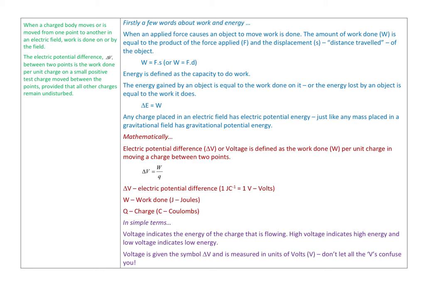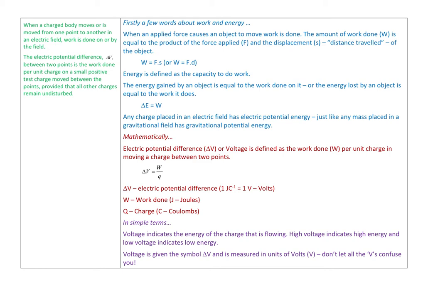I've got this down here, I'll jump to that now. Voltage is given the symbol delta V and is measured in the units of volts. That can be a little bit confusing. If we talk about time, it has the symbol T and it's measured in units of seconds, which has the letter S. If we talk about length, it often has the symbol L, or displacement in terms of physics, S, and it's measured in units of meters, which has the symbol M. But here we have the same letter for both. So just don't let all the V's confuse you.